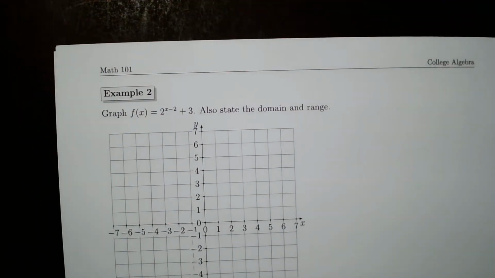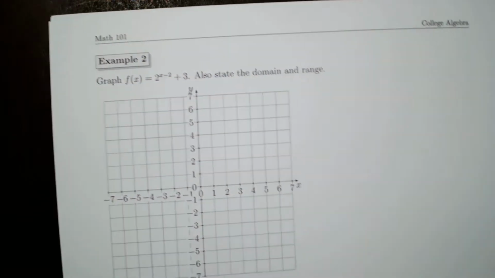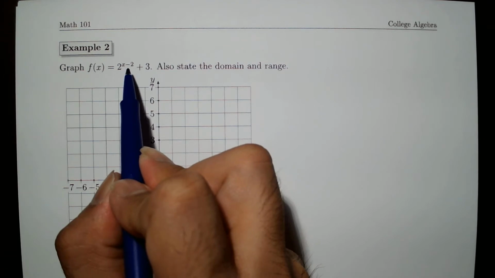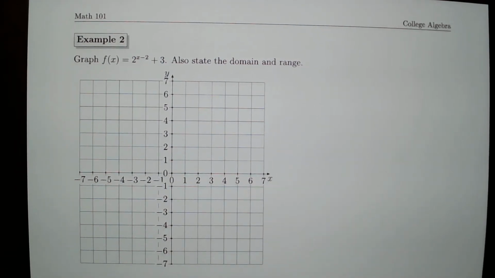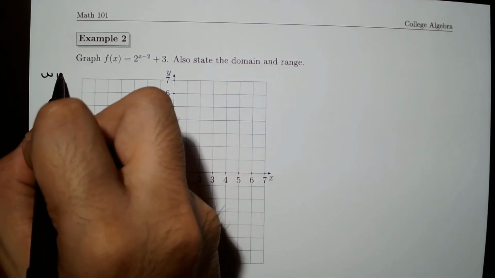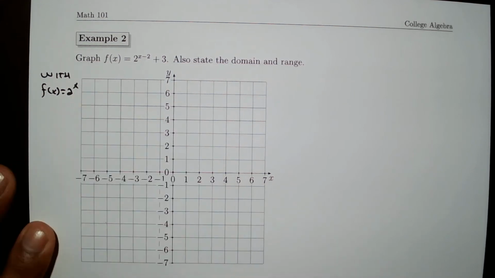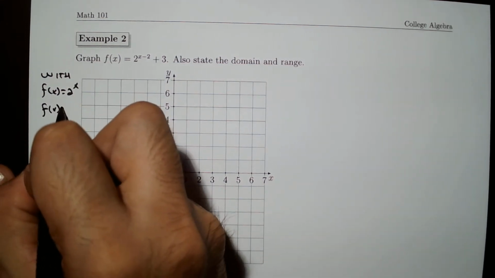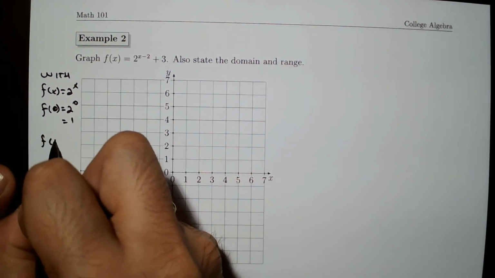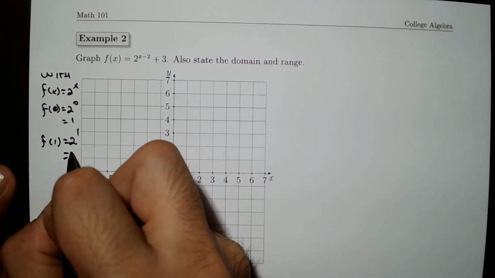So graph f of x equals 2 to the x minus 2 plus 3. We're going to have two shiftings, horizontal shifting and a vertical shifting. So first of all, let's pretend we don't have that negative 2 and that plus 3. With f of x equals 2 to the x, we already did a few of this. f of 0 is 2 to the 0, which is 1, and f of 1 equals 2 to the first power, which equals 2.